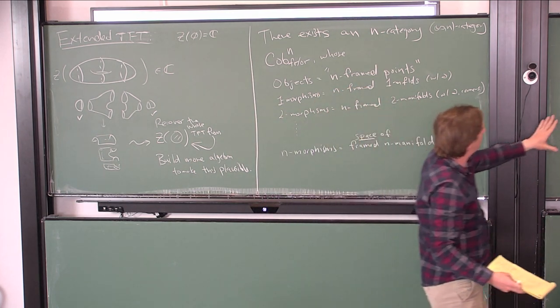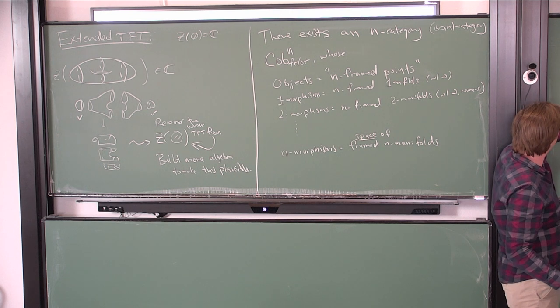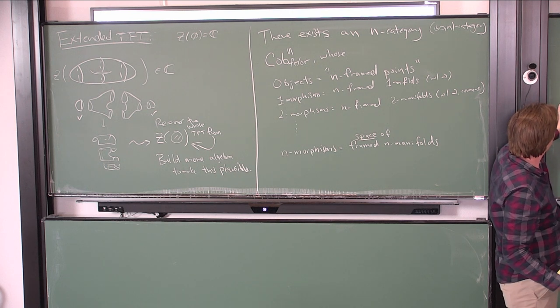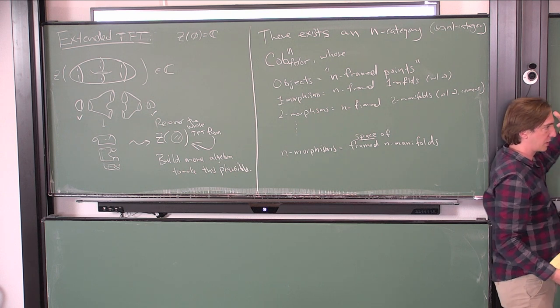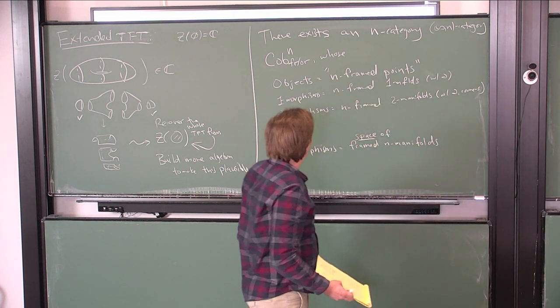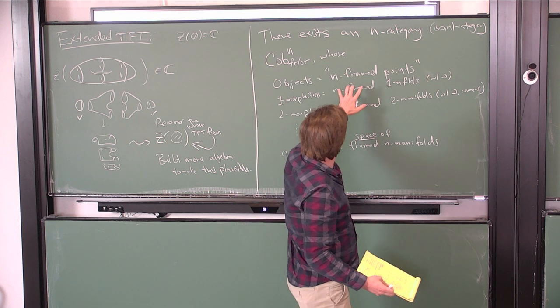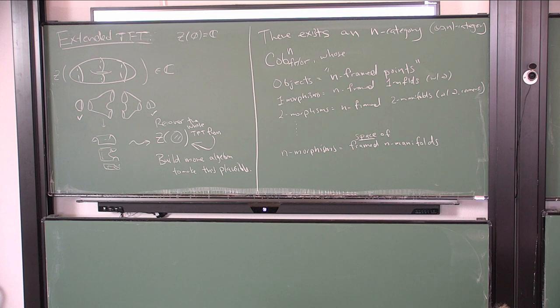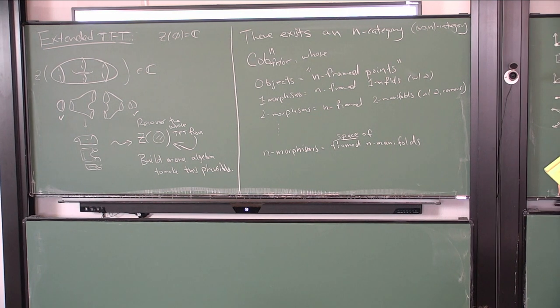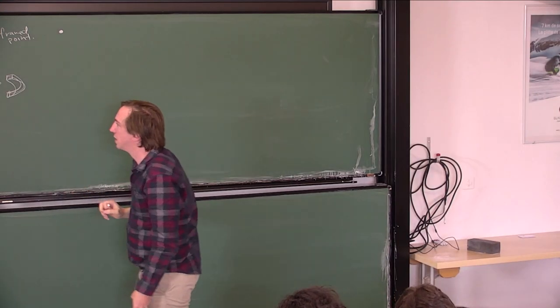Okay, so with that caveat, though, I'm going to still try to, as much as possible, draw pictures without drawing the framing, and just ask you to imagine that there's some frame moving along. So our objects are framed points that I'm going to follow the usual abuse and just not mention the framing.